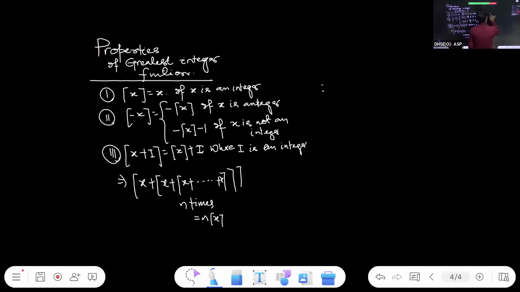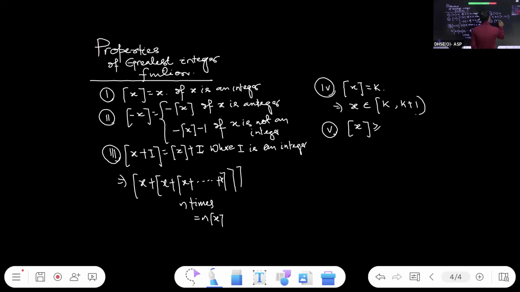Property 4: bracket x is equal to k implies x belongs to k to k plus 1. Property 5: bracket x greater equal to k implies x greater equal to k, bracket x less equal to k implies x less than k plus 1. These are the properties of greatest integer.